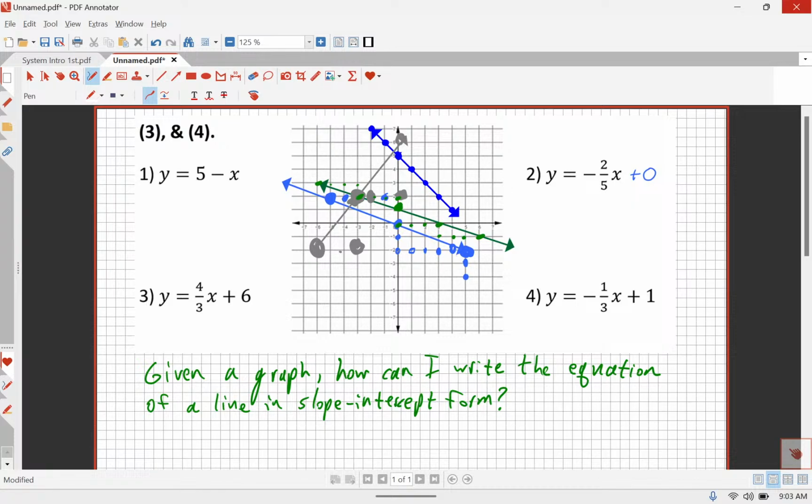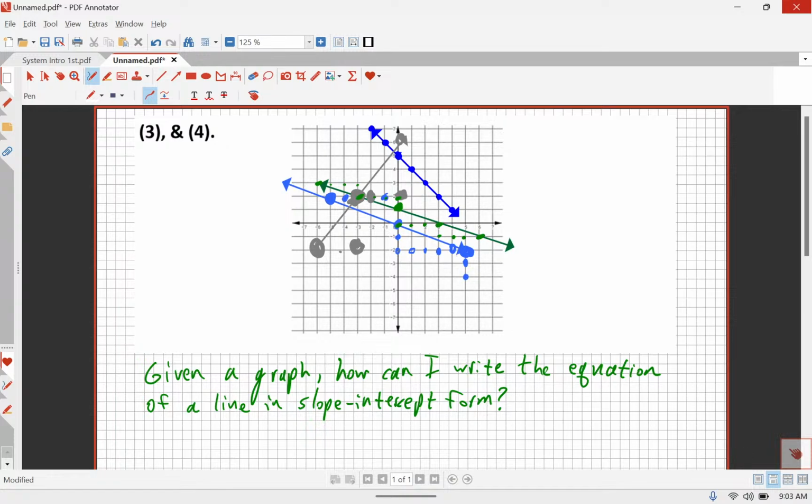Just to give you a brief idea of what today is going to look like, imagine that I didn't give you these equations, but I only gave you those graphs. If I said, what is the equation of this dark blue line, you would need to come up with the equation that could make that line. Same with the light blue and the gray and the green.